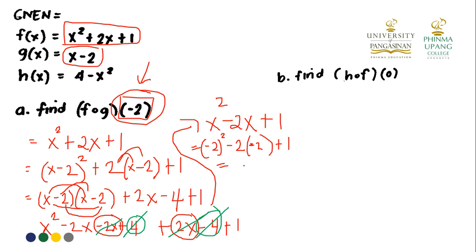1 is wrong. It cannot be 1 because everything will be positive. 7 is wrong. The answer is 9. Why is it 9? What is negative 2 squared? 4. What is negative 2 times negative 2? Positive 4. Plus 1. That's all.